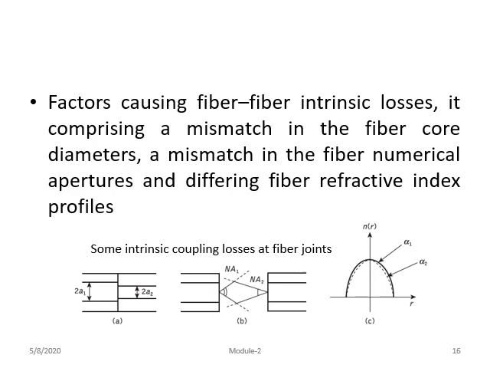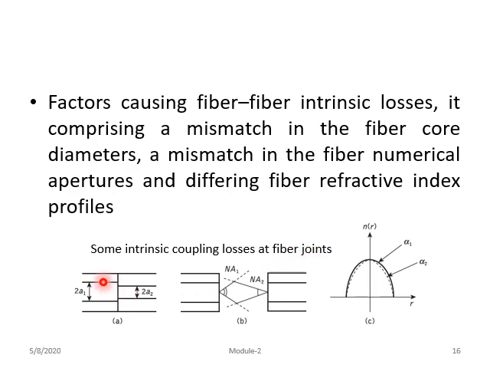Now I can move further with respect to fiber to fiber intrinsic loss. What factors are important for fiber to fiber intrinsic loss? It comprises a mismatch in the fiber core diameters, a mismatch in the fiber numerical aperture, and differing fiber refractive index profiles, which also need to be considered. These are the intrinsic coupling losses at fiber joints.